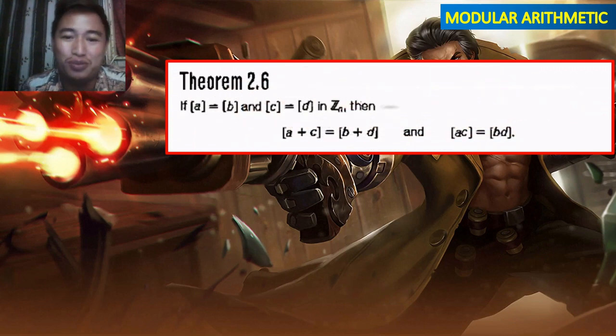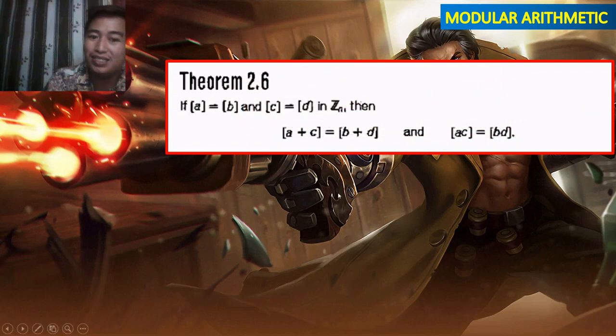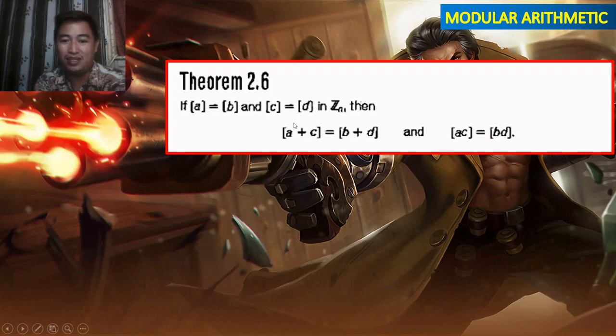Okay, next class, Theorem 2.6. So, kung natay duha class kay equivalence classes nga equal, equal po sila in Zn, then, ang ilang sum class A plus C then B plus D pud nato is equal sila and then kung itong i-multiply ko sa A ug C equal pud siya sa B times D.